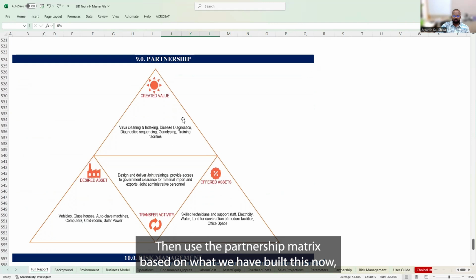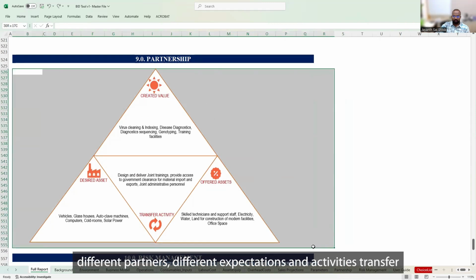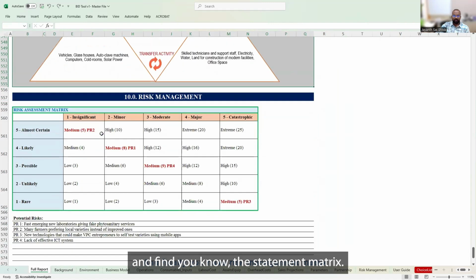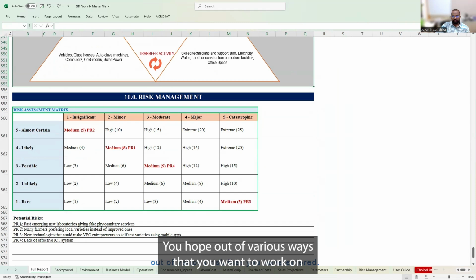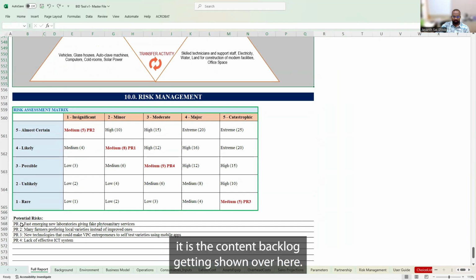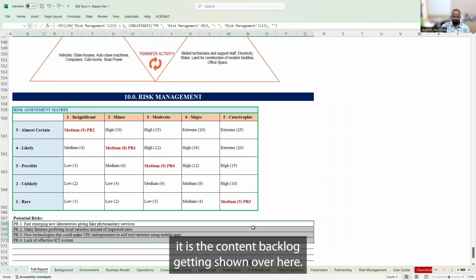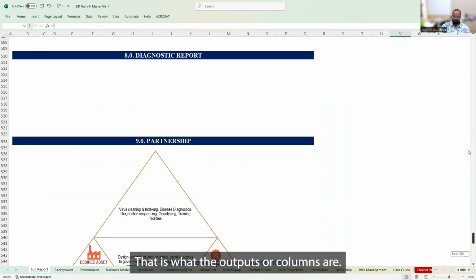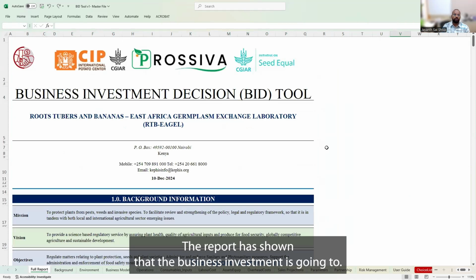Then you have the partnership matrix based on what we have built just now. Different partners, different expectations and activities transferred will be clearly shown. And finally, you have risk management matrix. You have out of various risks that you have entered, what are the key risks that are being shown over here. So that is what the outputs or outcomes are. The report is shown in BID tool, Business Investment Decision Tool.